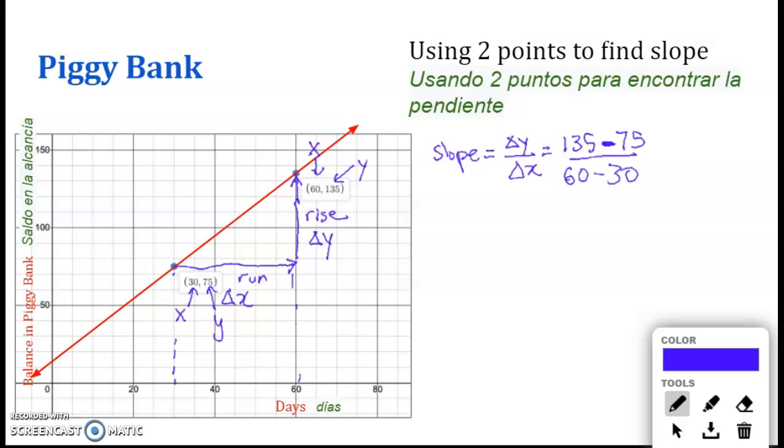So in this case, what do I have? 135 minus 75 is really 60, and 60 minus 30 is 30. Then 60 divided by 30 is just 2. And we got that as well. That's what we figured out, that the unit rate or rate of change was $2 per day, right? And we figured out that the slope is also 2.